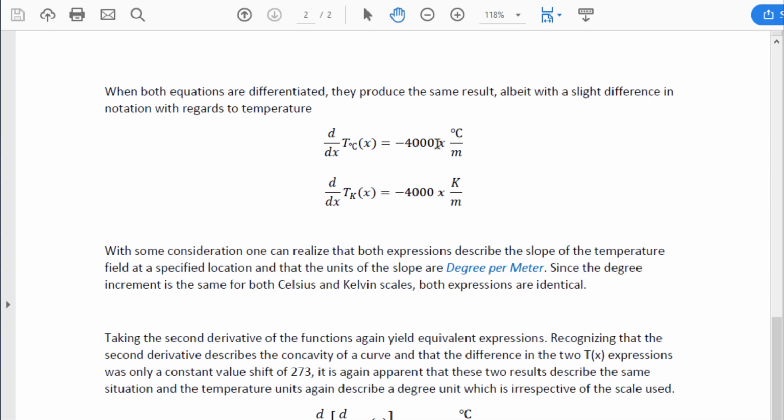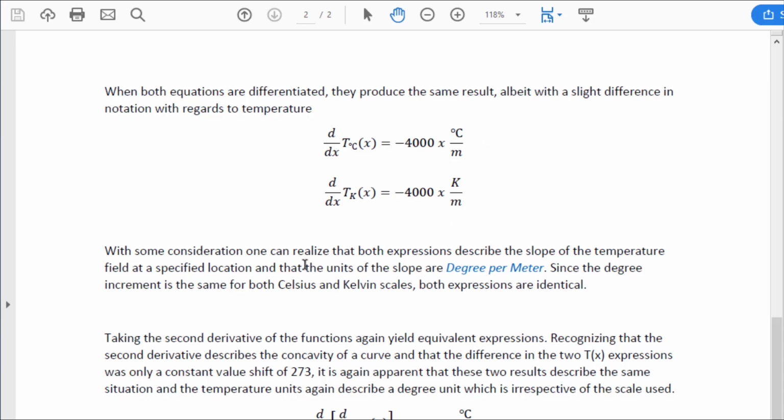But they have different units now, right? The first one in degrees C was degrees centigrade per meter, and the second one is in Kelvin, so if I keep the units the same, it's negative 4,000 x Kelvin per meter. So now, which one do I use?